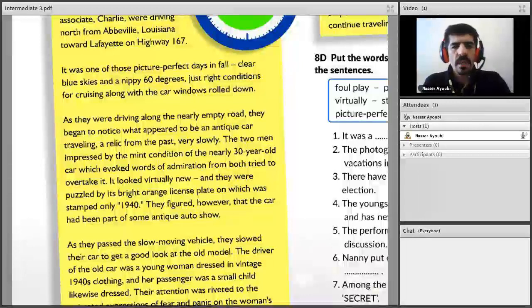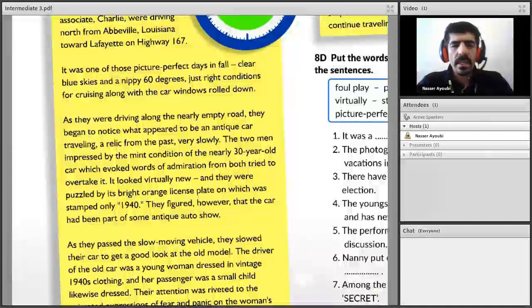As they were driving along the nearly empty road, they began to notice what appeared to be an antique car traveling, a relic from the past, very slowly. So they noticed an antique car, an old classic car that was a relic from the past. What is a relic? Relic is an old object that reminds you of the past. So as soon as they saw that car, they understood that it is an old classic car that was moving very slowly.